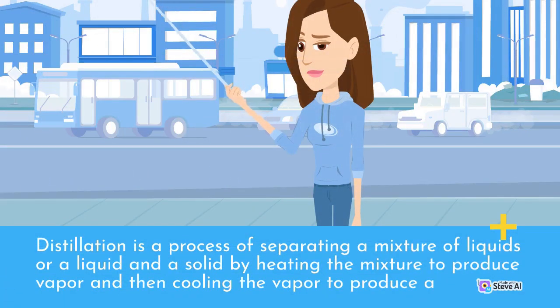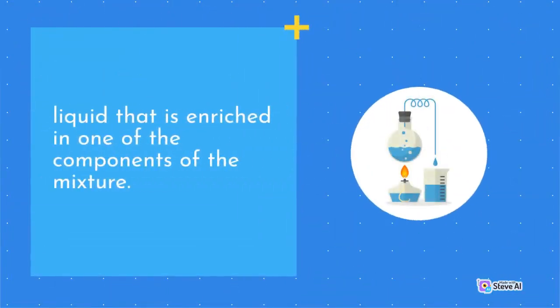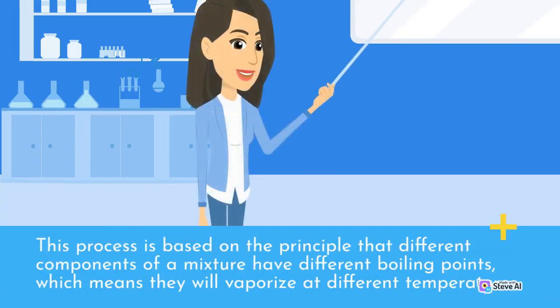Distillation is a process of separating a mixture of liquids or a liquid and a solid by heating the mixture to produce vapor and then cooling the vapor to produce a liquid that is enriched in one of the components of the mixture. This process is based on the principle that different components of a mixture have different boiling points, which means they will vaporize at different temperatures.